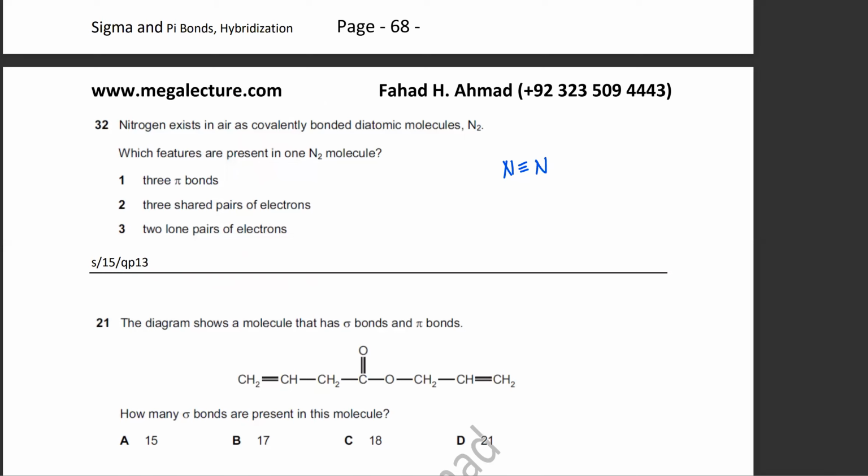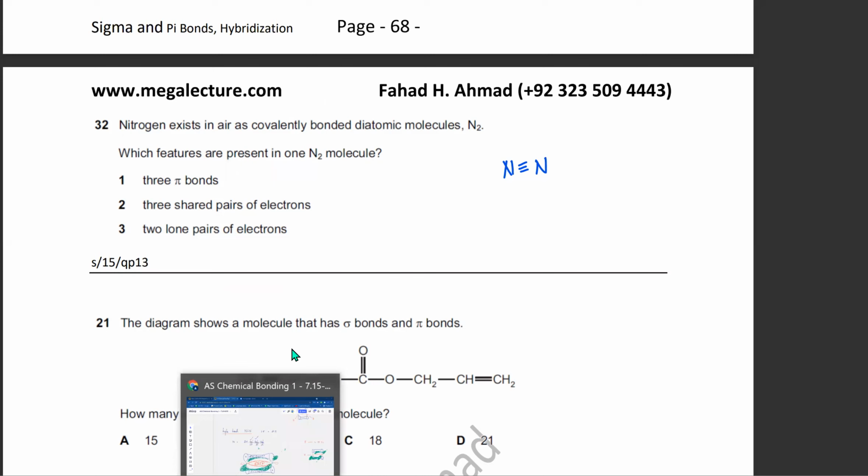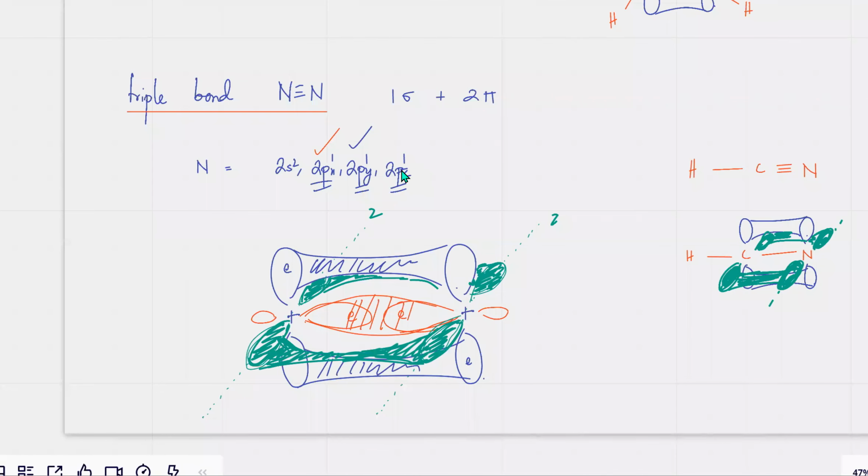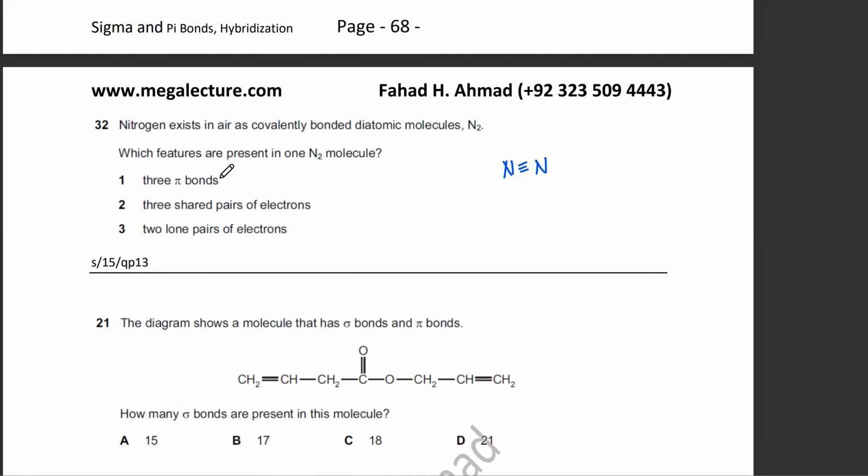We did draw this one. It's basically this one. It's got 3 orbitals that needed filling up. So the first electrons got shared in the middle. Then an overlap happened above and below, and an overlap happened in front and behind. So whenever you have a triple bond, that's 1 sigma and 2 pi bonds. So going back to the question, it's saying it's got 3 pi bonds. That's wrong, because whenever you have a triple bond, that's 1 sigma and 2 pi bonds. So the first option is incorrect.